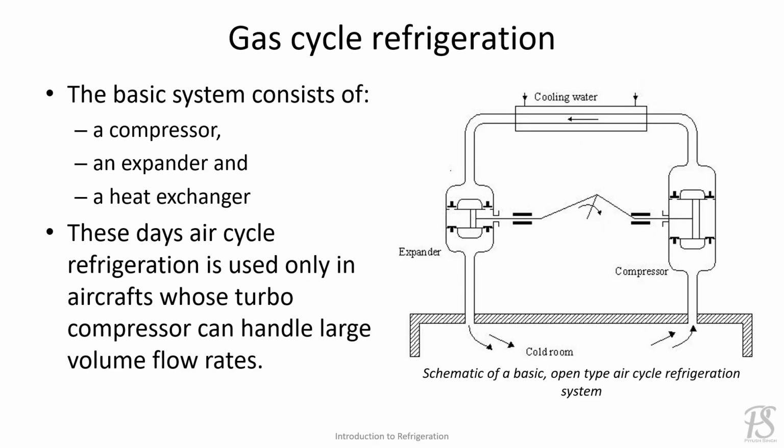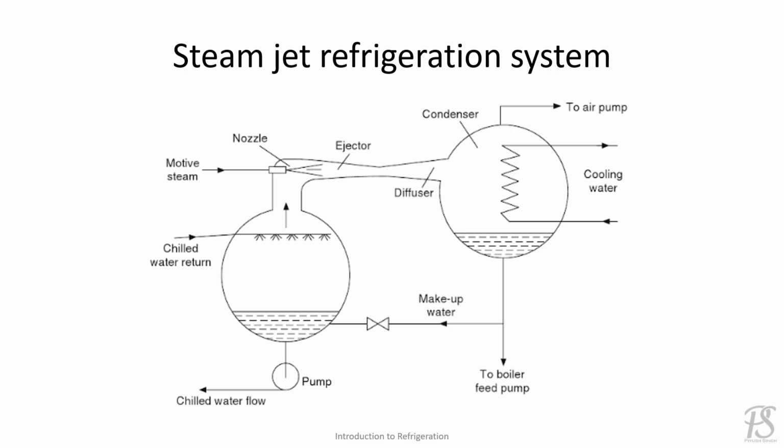The basic system, as shown in the figure, consists of a compressor, an expander, and a heat exchanger. These days, air cycle refrigeration is used only in aircrafts whose turbocompressor can handle large volumes of airflow rates. Here is steam jet refrigeration system.